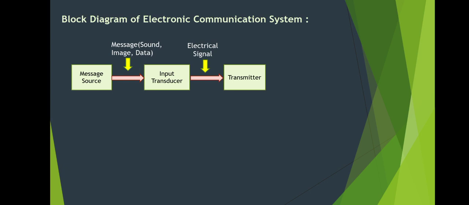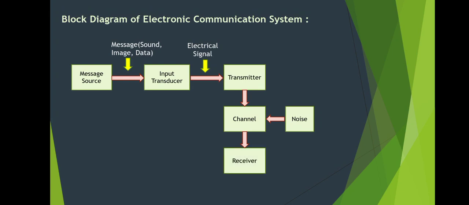Next block is transmitter. The main functions of transmitters are modulation and amplification of the signal. Next block is channel. The channel is the communication link between transmitter and receiver. Next is noise. Noise is an important factor in case of communication system. It is unwanted signal that adds in the channel.